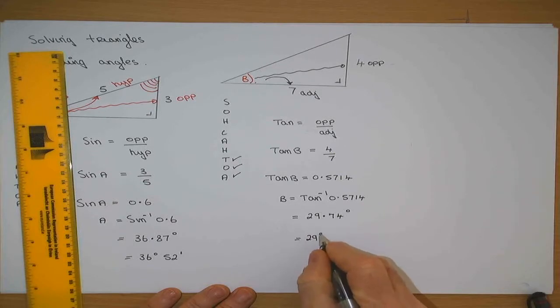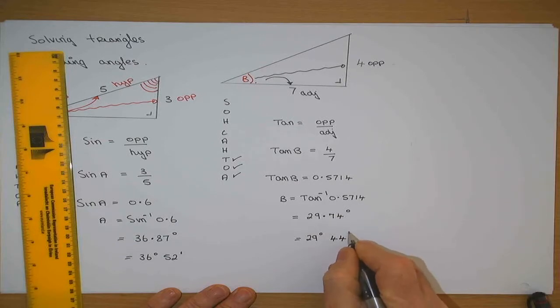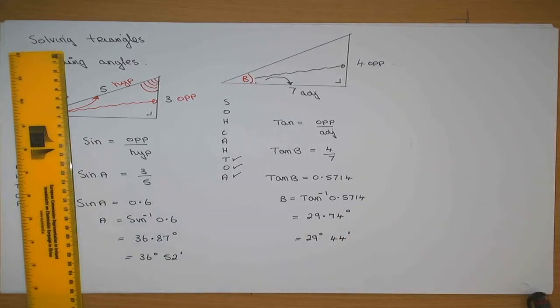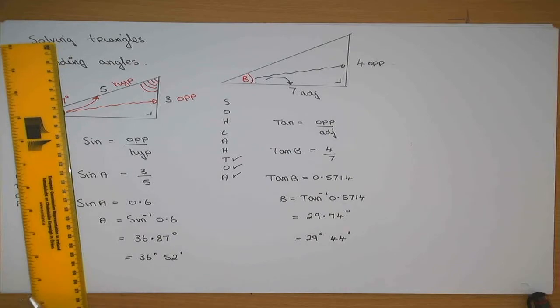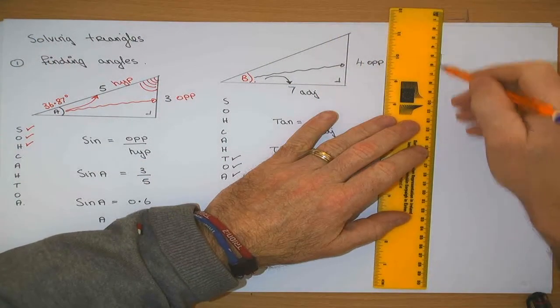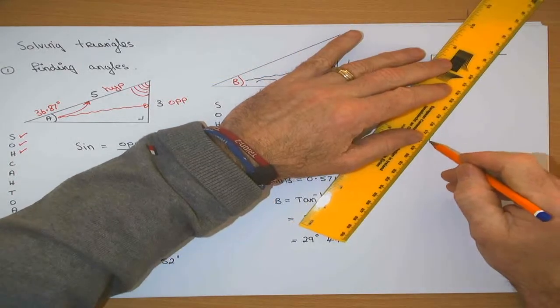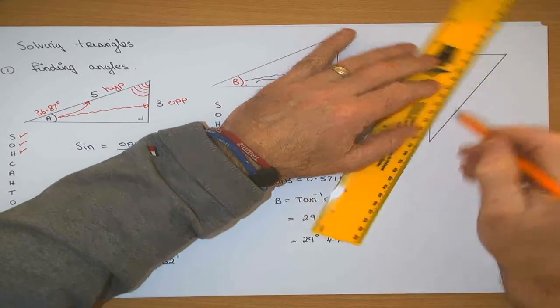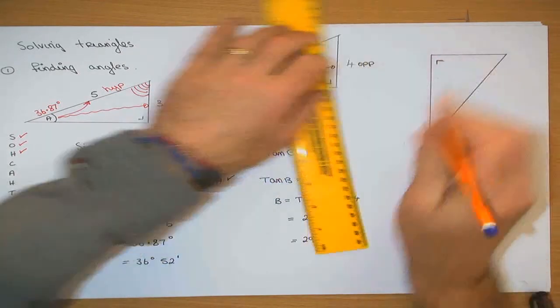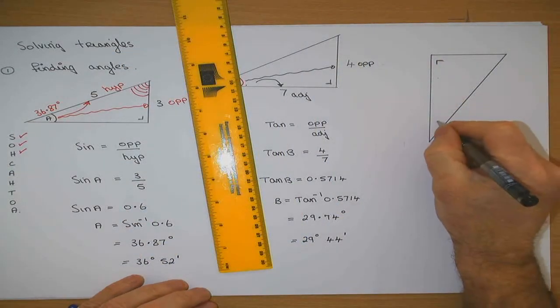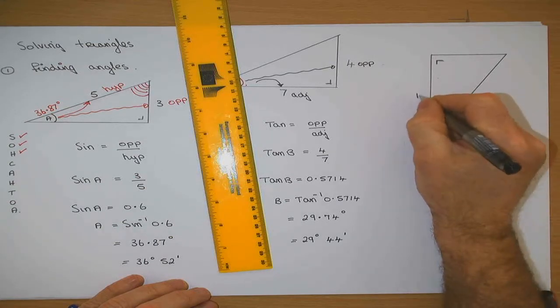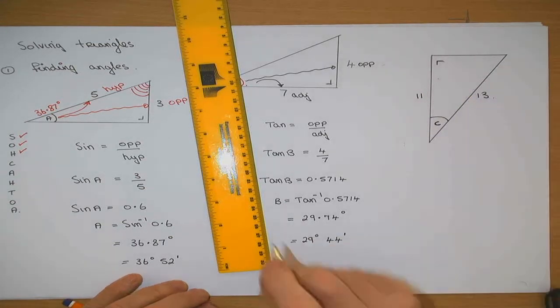It's 29 degrees, 44 minutes. I'm not interested in what's after the degrees and the minutes. I'm then into a fraction of a minute, which I don't need. Is that all right? I'll do one more of those for you. This is the angle C, 11, 13.